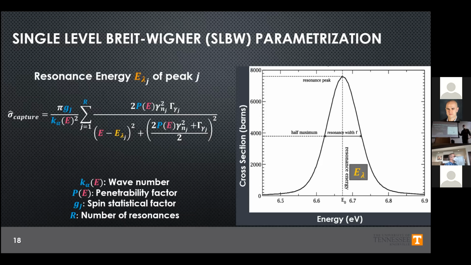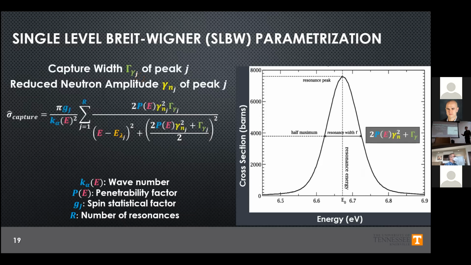Now we see each of these resonances has 3 parameters that you use to generate this resonance. The first is the resonance energy, which physically represents the middle of that resonance, and it shows up down here in the denominator in the squared term. Then we have 2 more parameters, our 2 partial widths. We have the capture width, you see here in green, and the reduced neutron amplitude in yellow, which show up as its product in the numerator and the sum in the denominator.